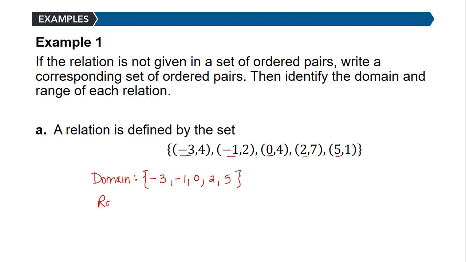And then the range of the relation is the set of y values. So I have 4, 2, 4, 7, 1. I want to write these in a set from smallest to largest. So what is that? 1, 2, 4 is listed twice, but we only need to put it one time, and then 7.